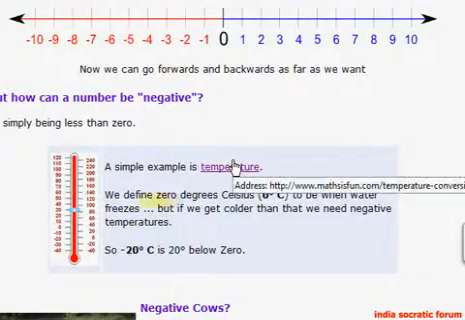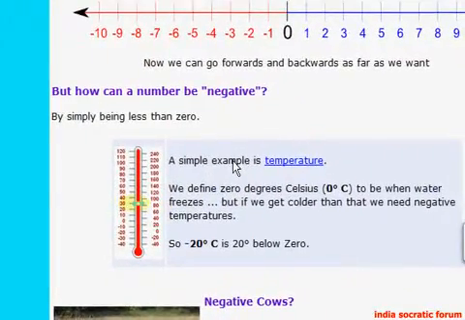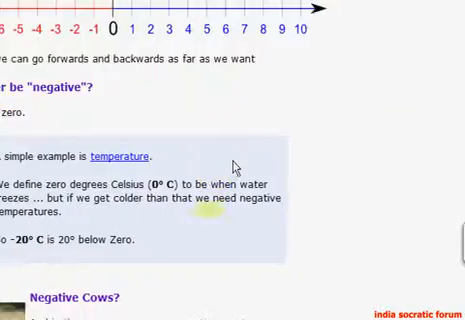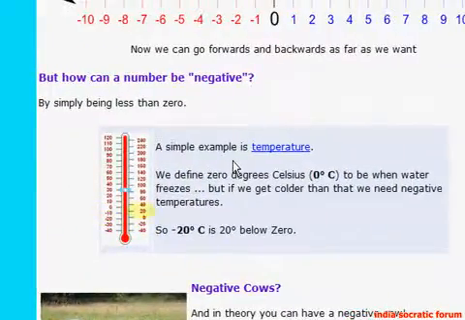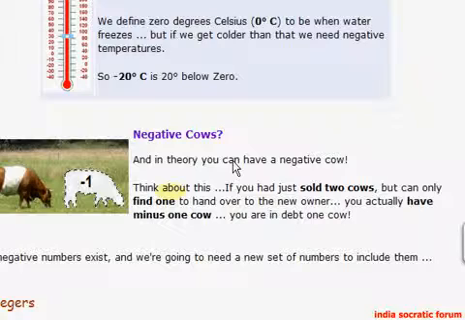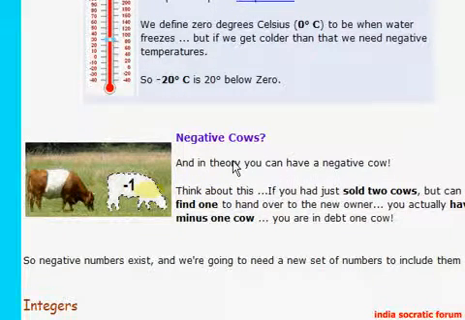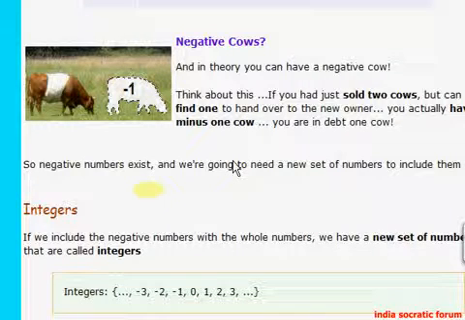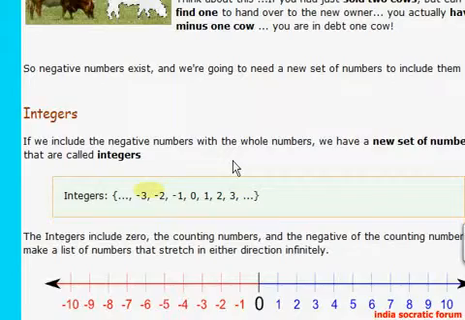We have an example here. We define 0 degrees as the freezing point, and below that we call them negative temperatures. There is also a common way of saying how negative numbers help. Think about it: you had two cows, and you sold one. So you have -1 cow. That is called a debt. You don't have a cow, but you sold two cows, so you have a negative number. Likewise, the negative numbers came into the picture.